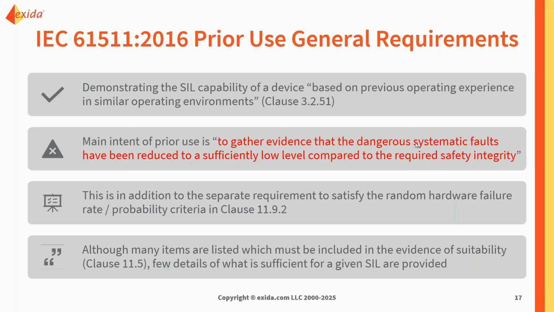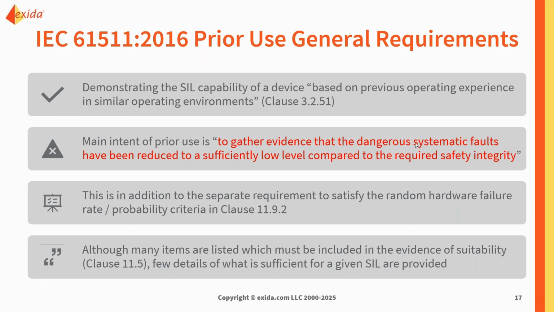we need to gather evidence that the dangerous systematic faults have been reduced to a sufficiently low level compared to the required safety integrity. Now, this is where the crux of the thing comes in, because if you haven't been properly recording failures and doing the relevant root cause analysis, in other words, when something fails, did it fail safe or did it fail dangerously? If it failed dangerously, was it because of a systematic issue or was it because of a random issue? If we don't have that information, it's very difficult to meet this requirement.